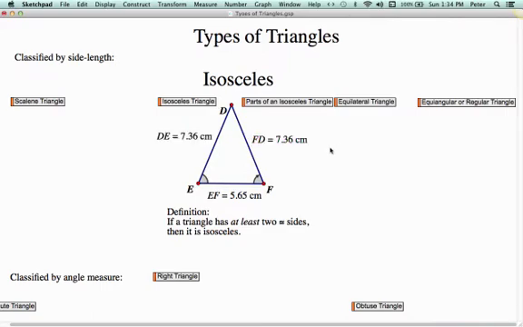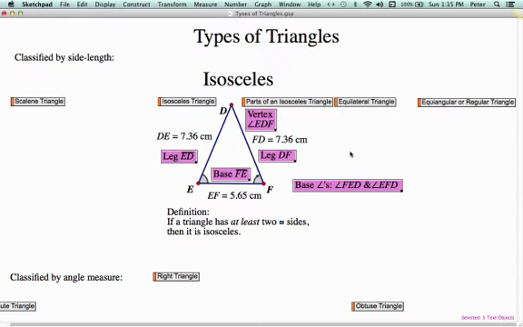Now, an isosceles triangle has several different parts which we'll need to know to be able to identify. Now, the diagram gets kind of crowded here. We'll try and work you through it. Let's take the angles first. The angle that is between the congruent sides is known as the vertex. So angle EDF is the vertex angle of this isosceles triangle.